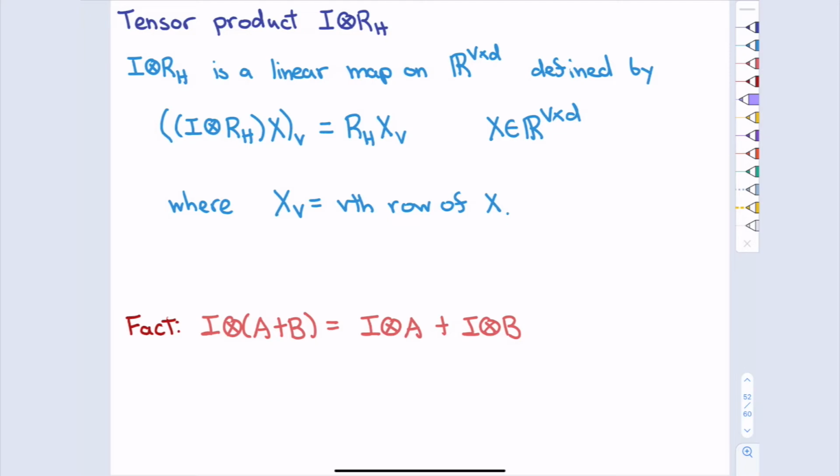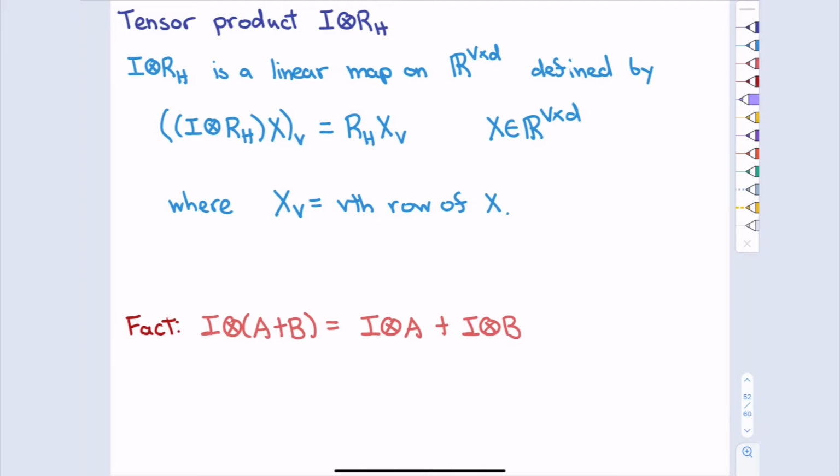If you wanted to plug in, for example, the identity tensor RH, that's something we'll be studying. It's going to be a linear map on R^(V times D). That means it takes input something from R^(V times D) and outputs something in R^(V times D). So the full dimensions, if you wrote it out as a matrix, would be V times D by V times D. But you don't have to think about it that way because it makes your head hurt.